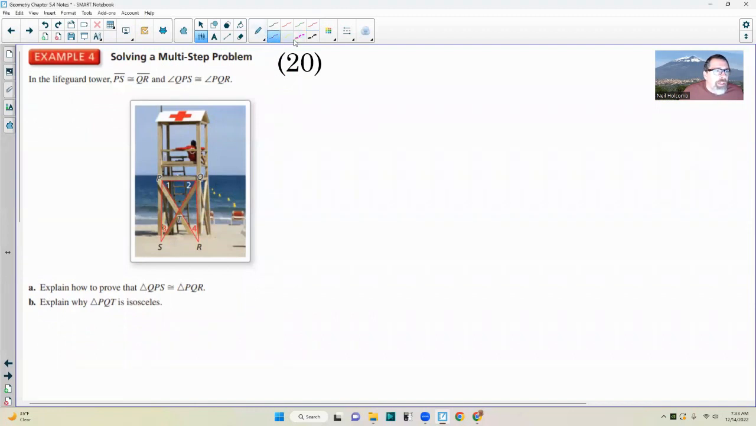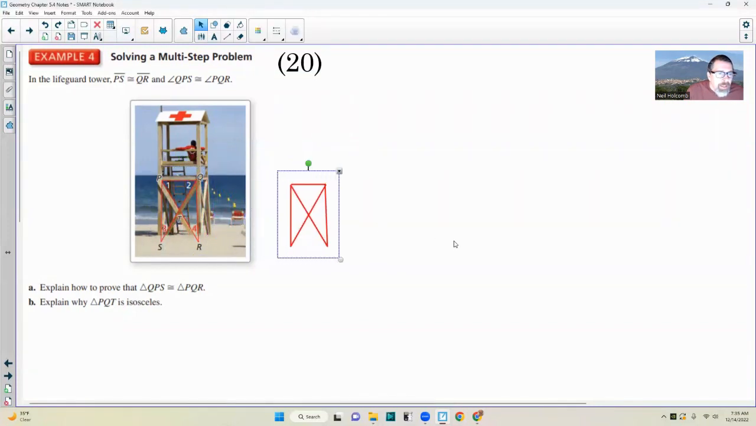Okay, so now let's take a look at example 4, solving a multi-step problem in a real world situation. So in this lifeguard tower, side PS is congruent to QR. So I'm going to mark those congruent. Actually, let me move the diagram off and then we'll discuss it there. Okay, so I've made a copy. So I'm going to just move this over like so. So here is our diagram without all the background to muddle our view.